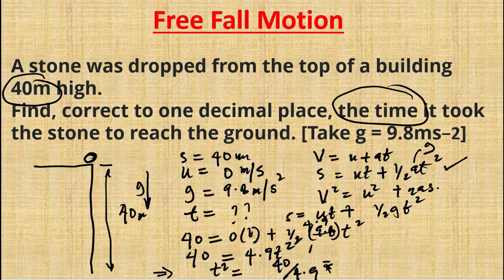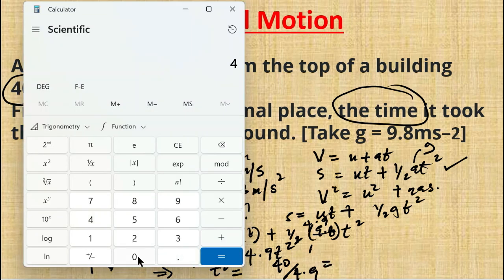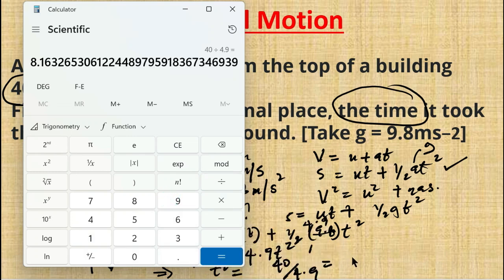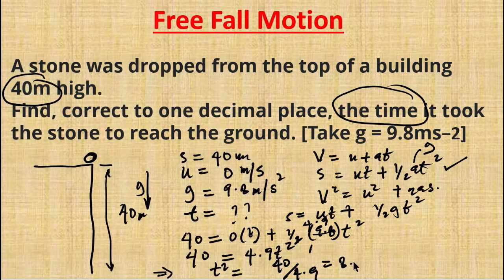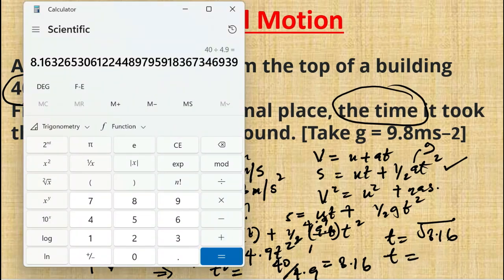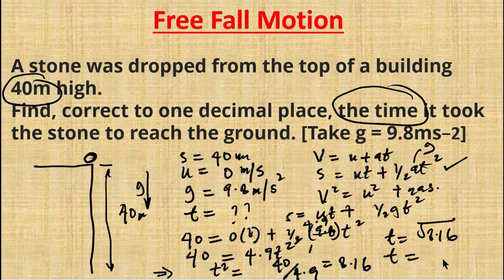Now let's use a calculator. 40 divided by 4.9 equals 8.16. Now T will be the same thing as the square root of 8.16. So that T will be 2.86. That's 2.86 in seconds. Time is always in seconds.